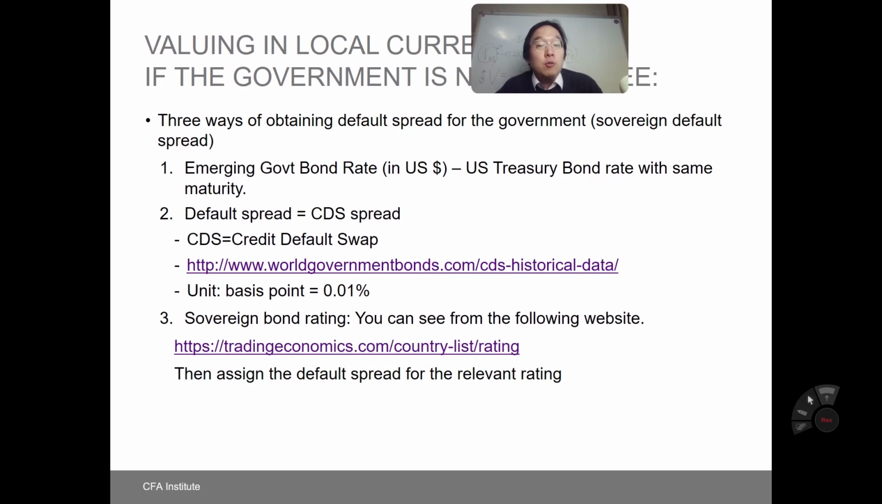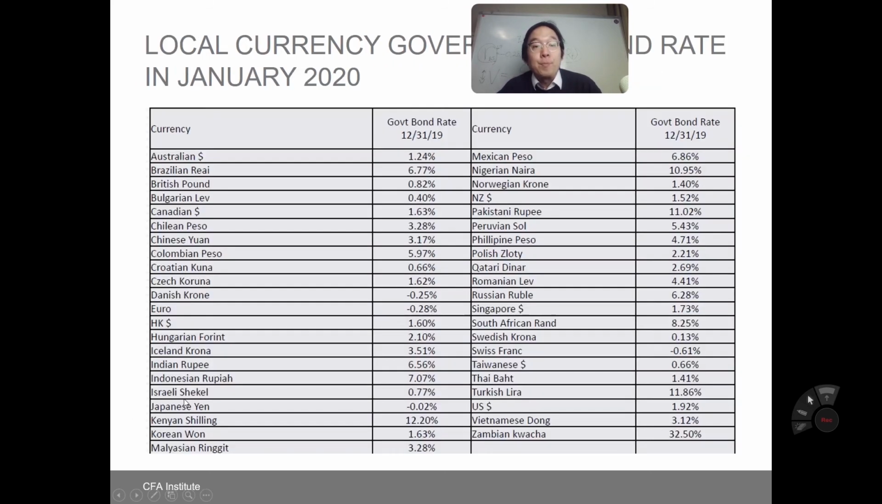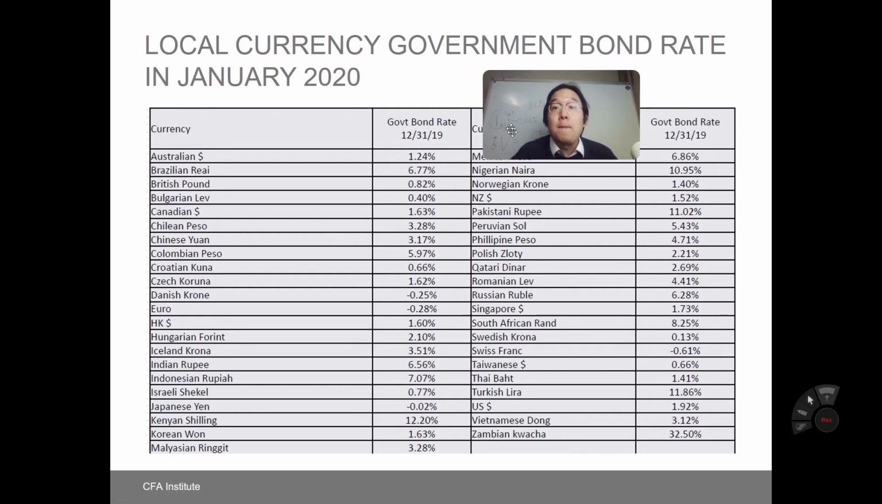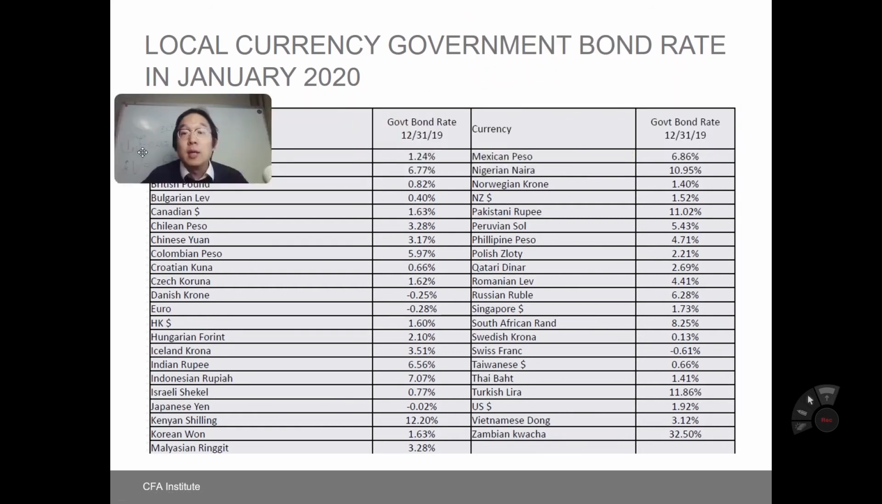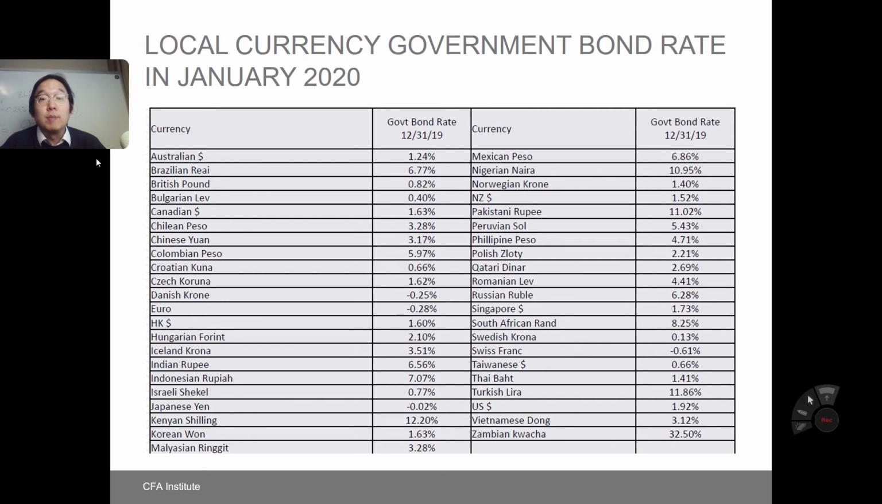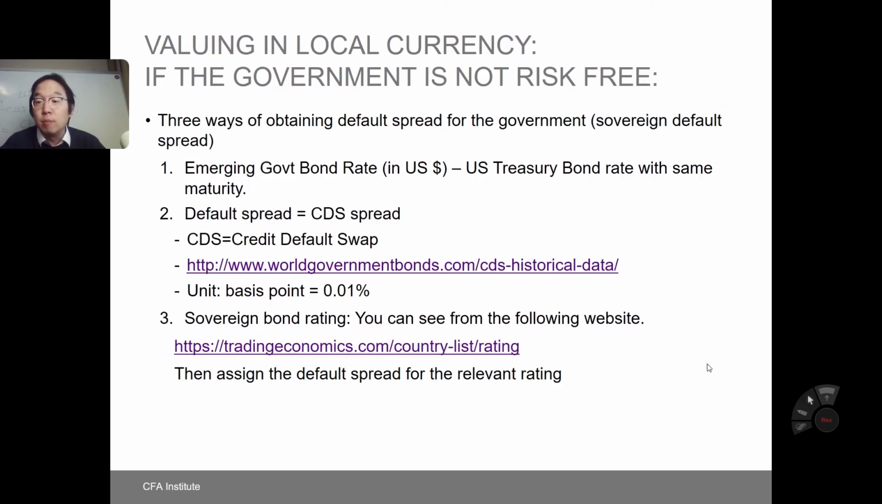Now, sovereign bond rating is available there. And then what do you do with this rating? Let's say Korea, AA. Then you have to figure out what's the default spread that corresponds to AA rating, okay? Local currency government bond rate, okay? And then their bond rating for this one is for number 1 over here.